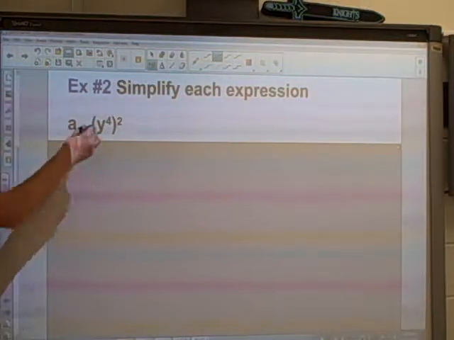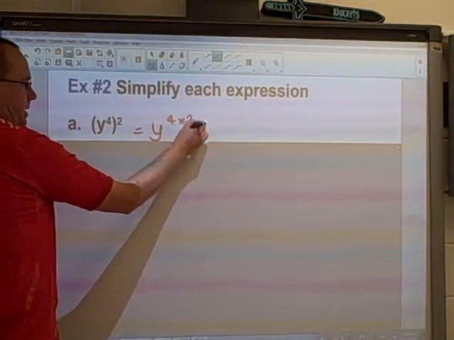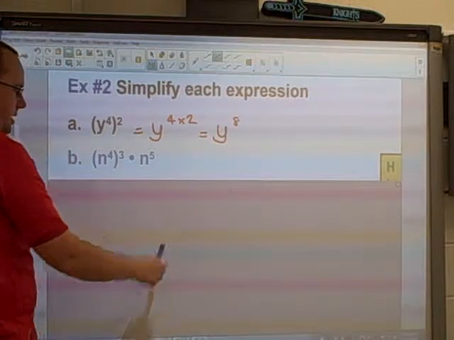Now there's a few questions to support this as well, so let's take a look at those. So this I can see as a power raised to an additional power, so I'm just going to multiply the two powers together, and then 4 times 2 is just 8, and that's all we need to do.